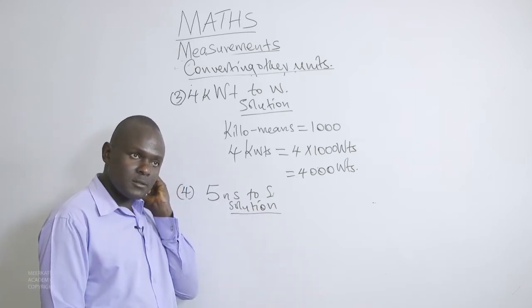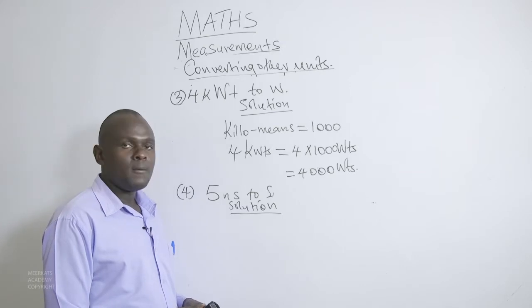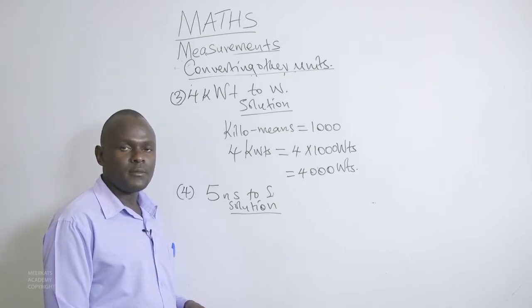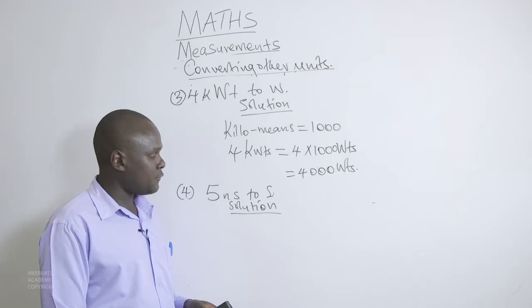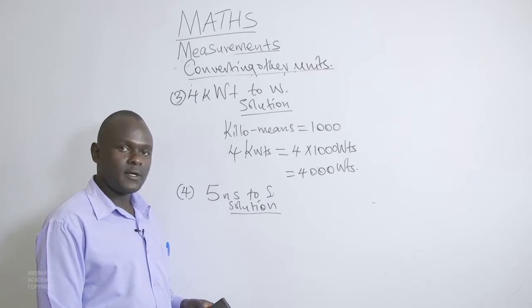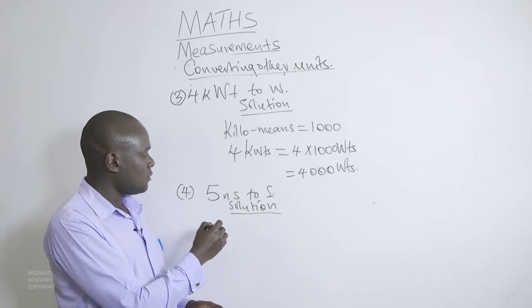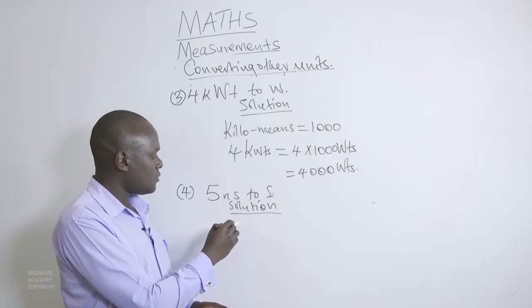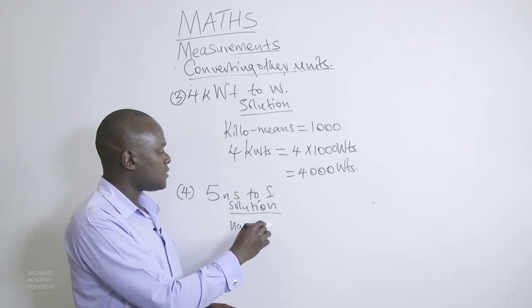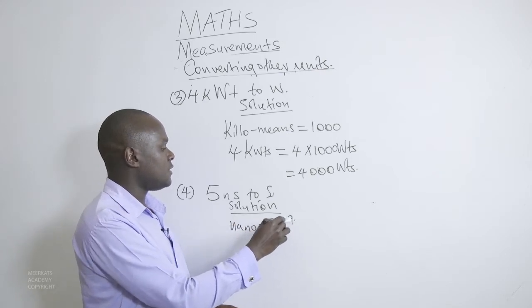Nano means 10 raised to power negative 9 from the table of prefixes. Make reference to that. You can refer to that table. And this means nano means 10 raised to power negative 9.